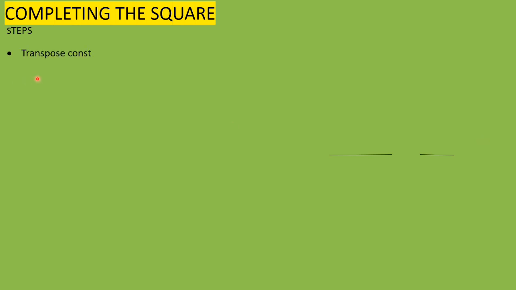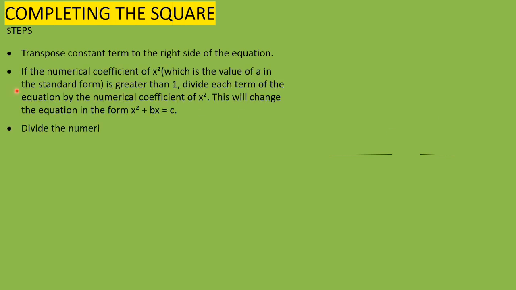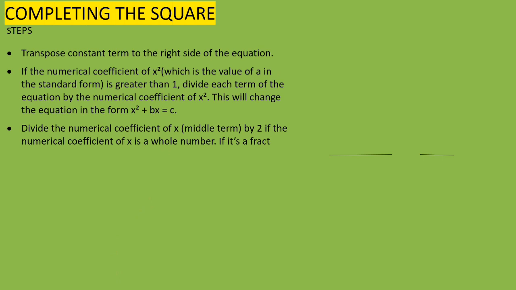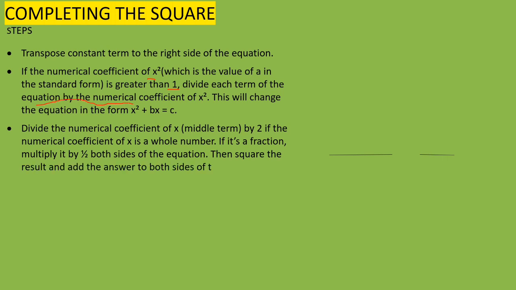Una ay transpose constant term to the right side of the equation. Okay, so ililipat natin si constant. Pag sinabi natin constant, yung number lang. Pangalawa, if the numerical coefficient of x squared, which is the value of a in the standard form, is greater than 1, ulitin ko, greater than 1, mas malaki sa 1.